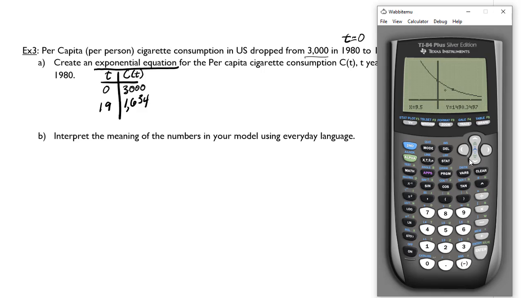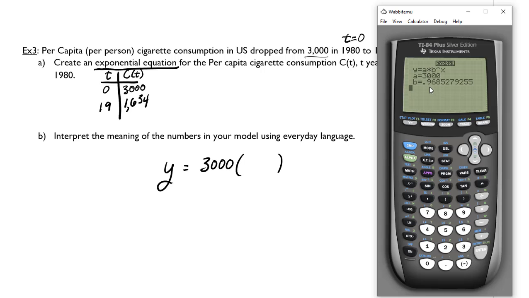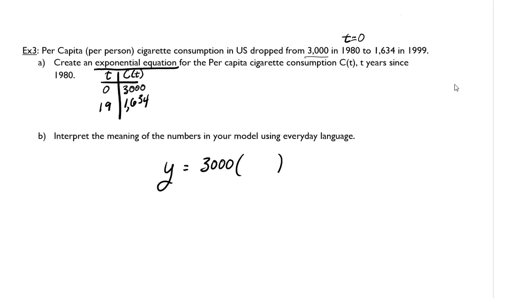So if we interpret the meaning of the numbers in the model using everyday language, I'm going to go back over to the equation really quick. We have Y equals 3,000 times 0.9685, and I'm just going to round it to 4 decimals, raised to the x.